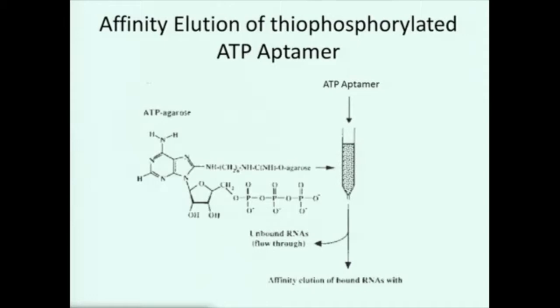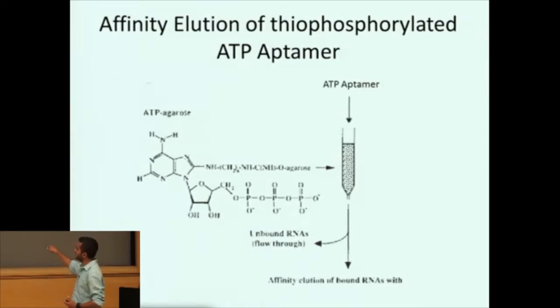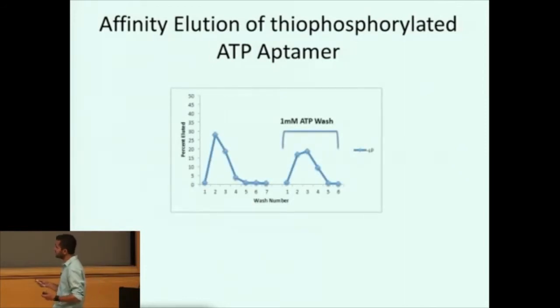The next thing I wanted to study was what happens when this ATP aptamer is phosphorylated. Is it still functional? The way you can test that is you have a column with agarose that has ATP embedded in it. You add the ATP aptamer, the RNAs that bind to ATP bind to the column, and the unbound RNAs flow through. You wash multiple times, so all the unbound RNAs are eluted out, and then you add free ATP molecules so that the RNAs bound to the agarose grab onto the free ATP molecules, and then they elute out. So this is basically what I did.